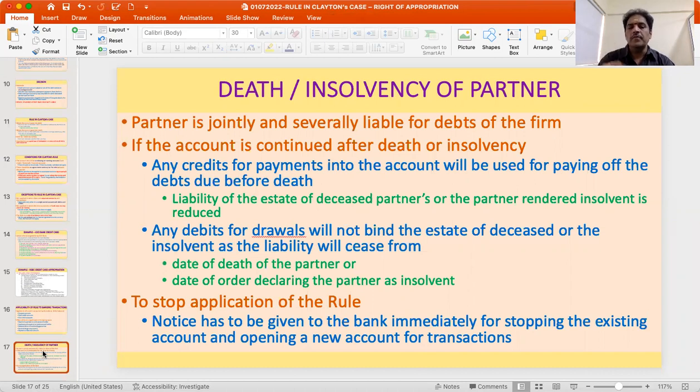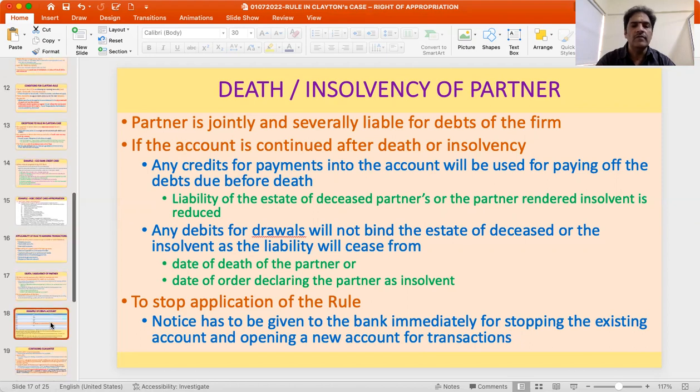So in order to prevent the application of the rule, it is important that a notice be given to the bank immediately for stopping the existing account, so that the liability of the firm as on the date of death or the date of insolvency is crystallized. The liability will be apportioned between the insolvent partner's estate, the deceased partner's estate, and the existing partners at the time when the person died or became insolvent. Subsequent transactions, anyhow, are the liability of the existing partners in the firm, so that liability will continue. So that is something which has to be done.